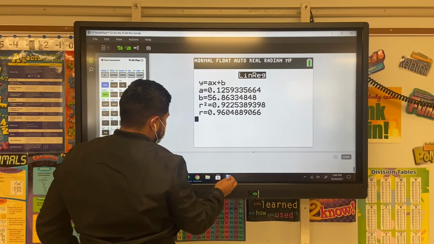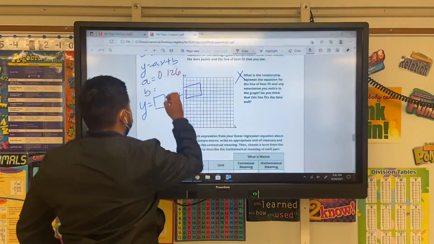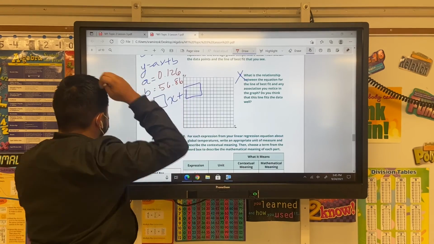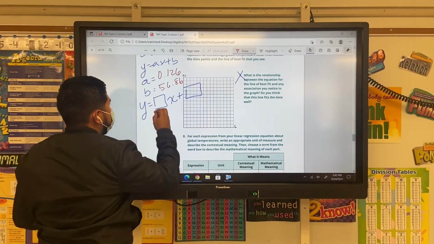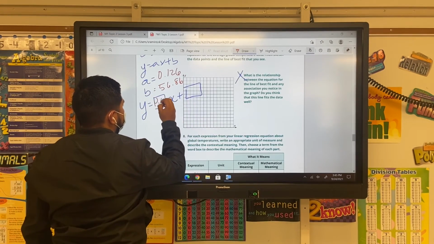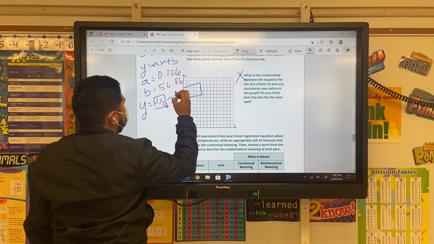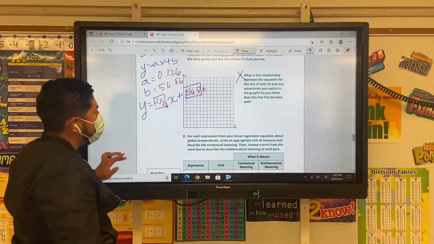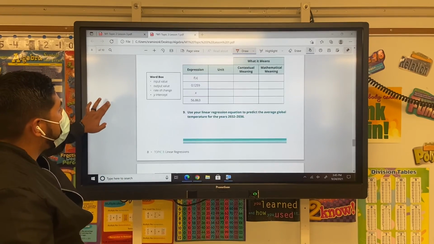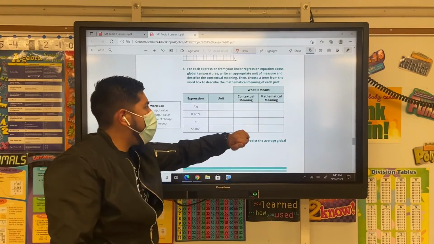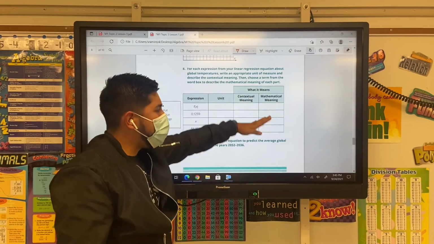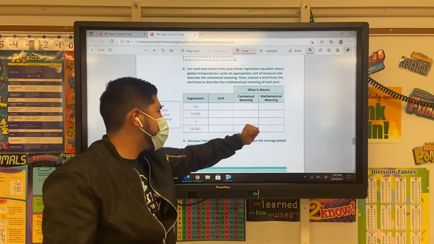B is 56.86. Of course, we just follow. A goes in the first box, 0.126. B goes in the second box, 56.86. And we're done. I'm going to fill this out right now. Just follow it in. You'll see it on the notes. I'm not going to waste too much video time just filling this out.